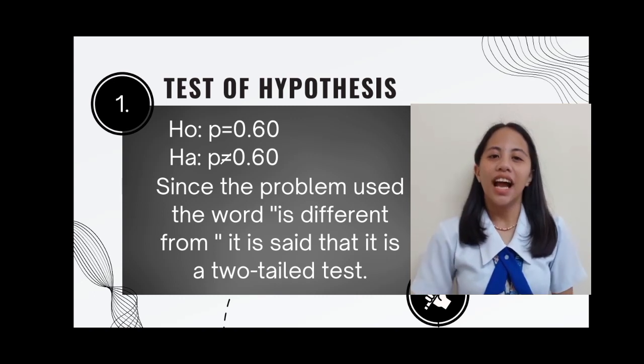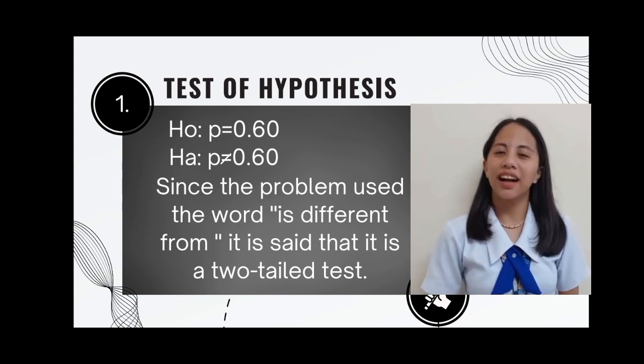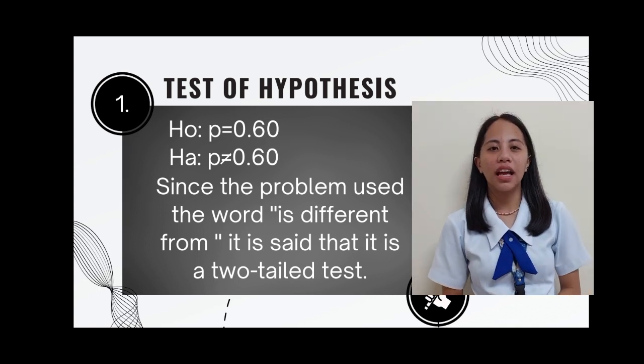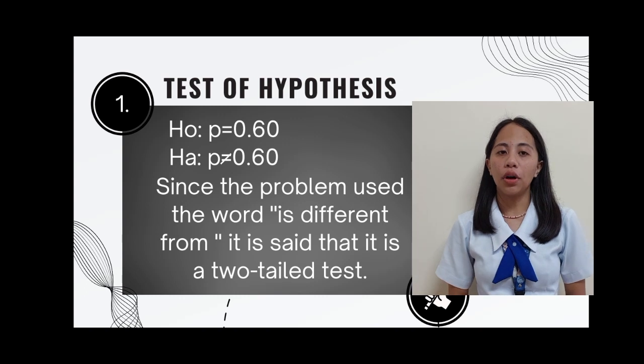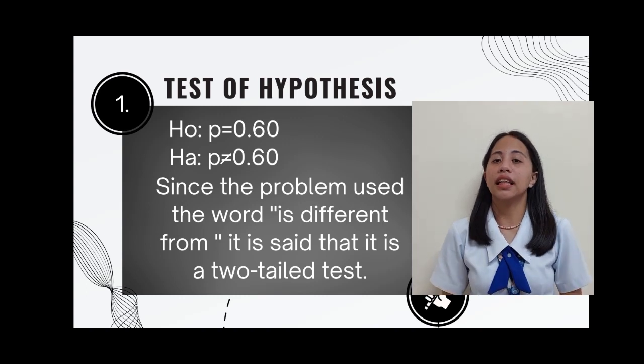As you can see, H0 represents the null hypothesis and HA represents the alternative hypothesis. 60% is the population proportion, and as you can see, the alternative hypothesis is not equal to 60%, which means it is a two-tailed test.